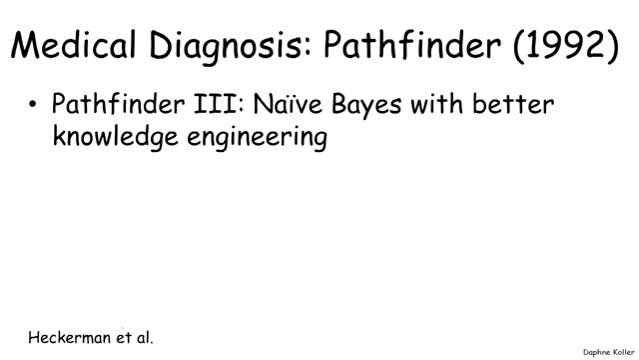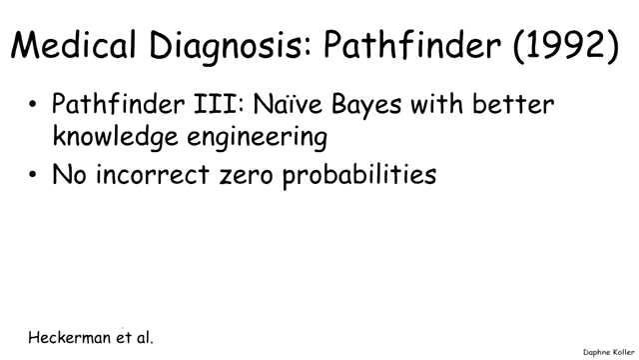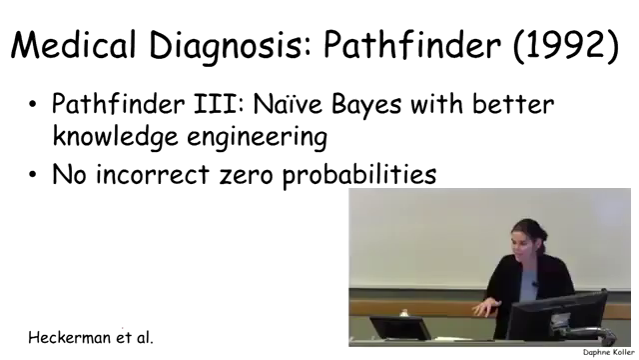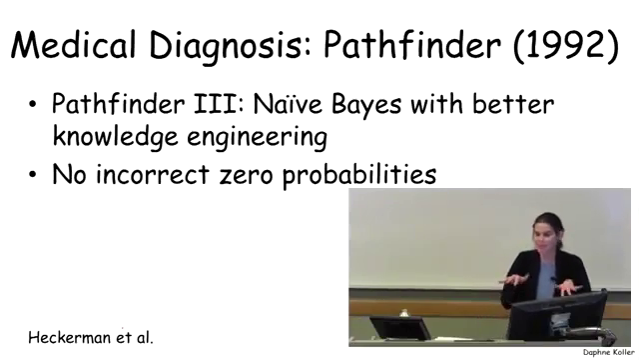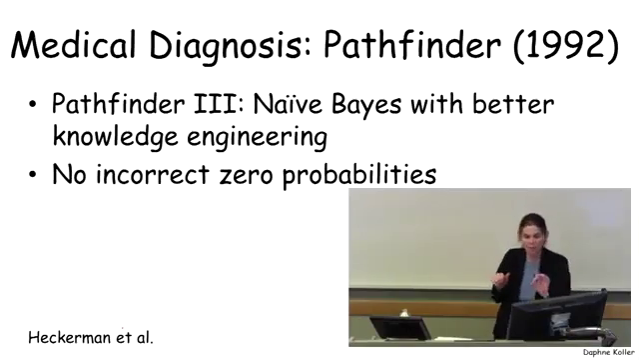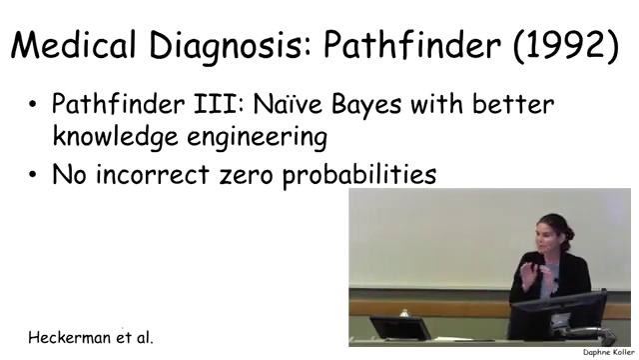Pathfinder 3 still used naive Bayes, but it used naive Bayes with better knowledge engineering. That is, they actually understood some of the issues behind what makes a system like this work well, and they fixed it. So specifically, one of the things that turns out to be really fundamental for the performance of any probabilistic modeling system is not to put in zero probabilities ever, except for things that are definitions. Because once you put in a zero, no matter how much evidence to the contrary you have, you will never ever be able to get rid of it, because anything times zero is still zero.